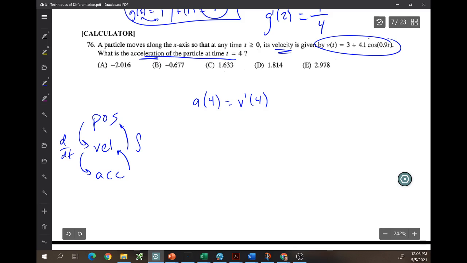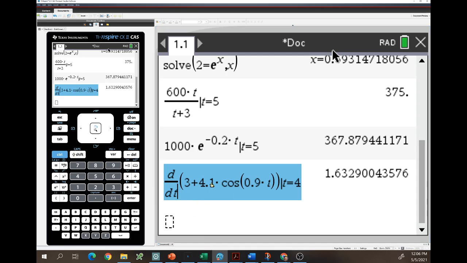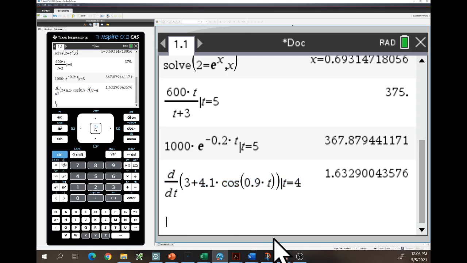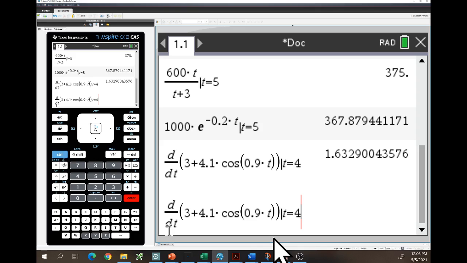So the acceleration at time 4 is just going to be v prime of 4. If it's free response, you can write it like this. And in multiple choice, you don't really have to write anything down, but sometimes it's good to underline things. So we can type it in. I already typed this in for us: d/dt of 3 plus 4.1 cosine of 0.9t, then close our parentheses, and then at t equals 4. I see way too many of us trying to do this in 2 steps, and it's just wasting your time, especially on free response.